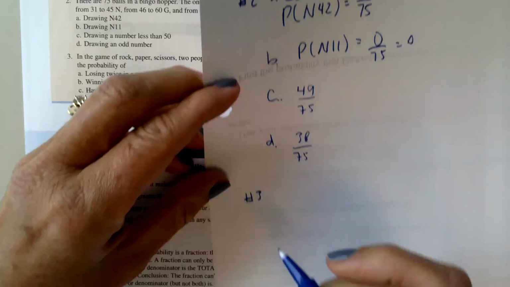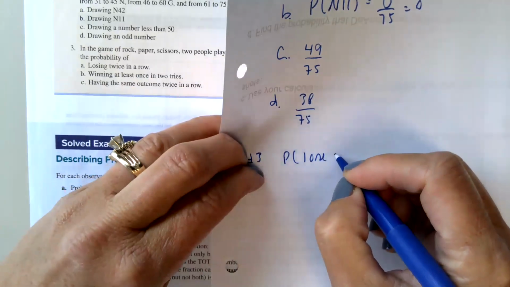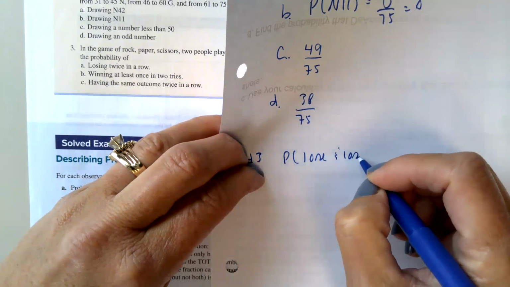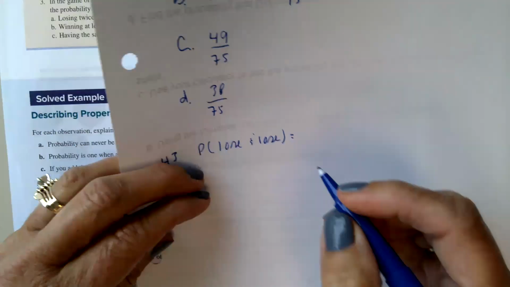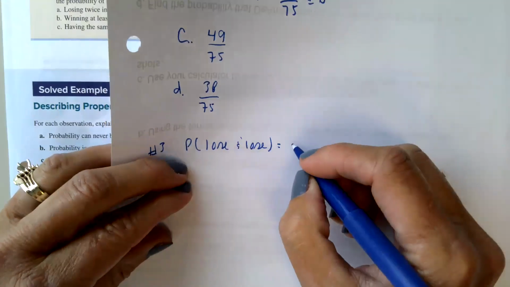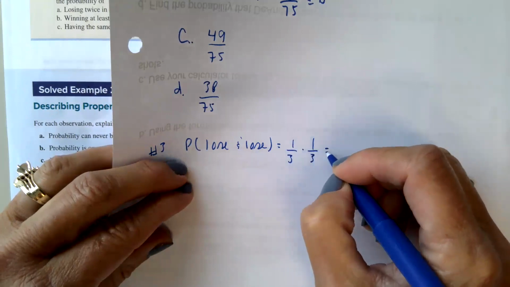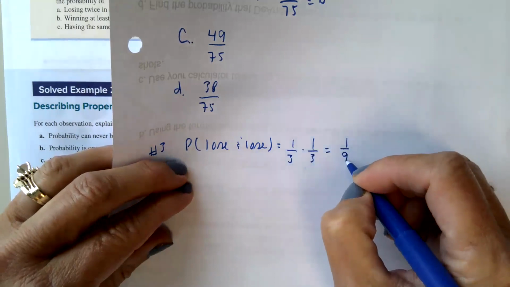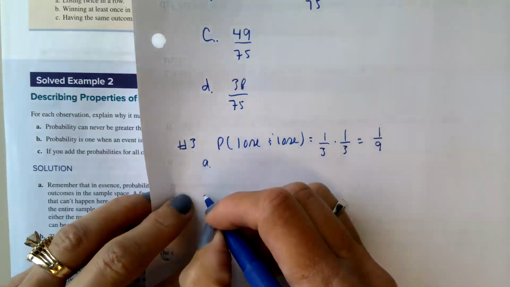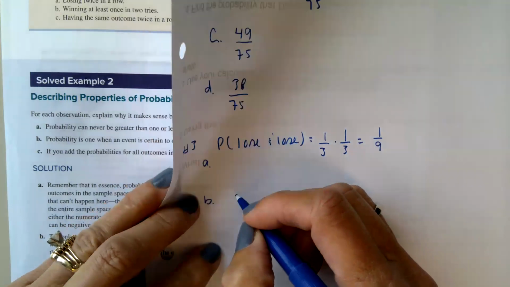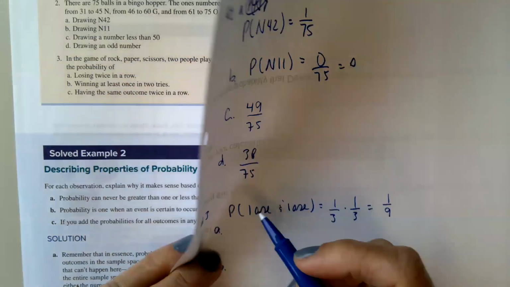So losing twice in a row would be the probability of lose and lose. Now they should be independent of one another. So that means I can multiply their probabilities together. So that would be 1/3 times 1/3. And that multiplies to be 1/9. Then B says, what is the probability of winning at least once in 2 tries?